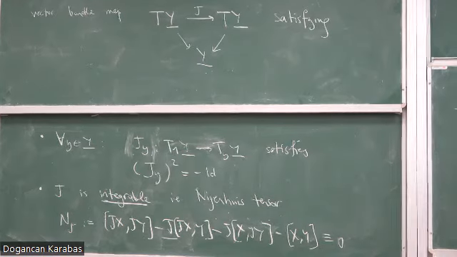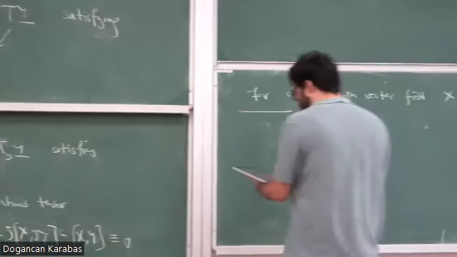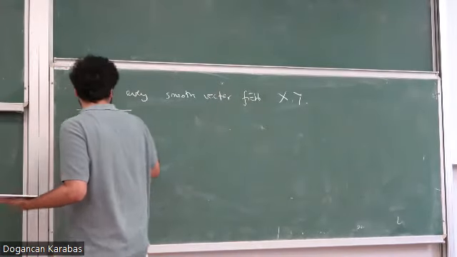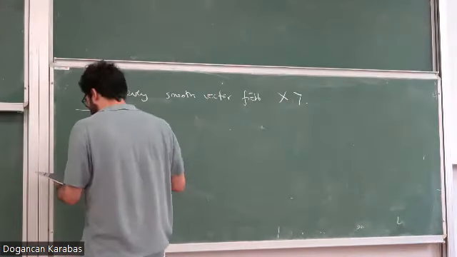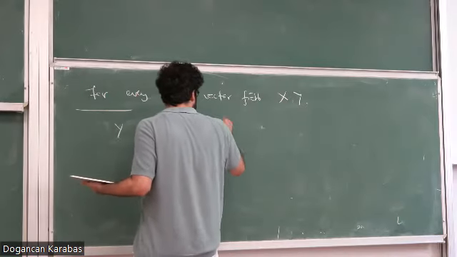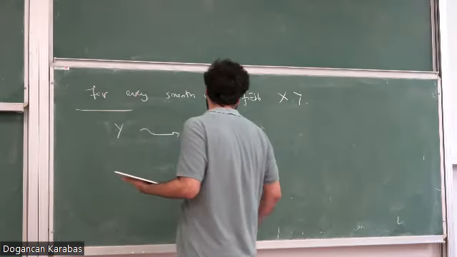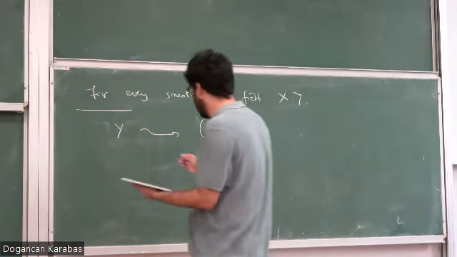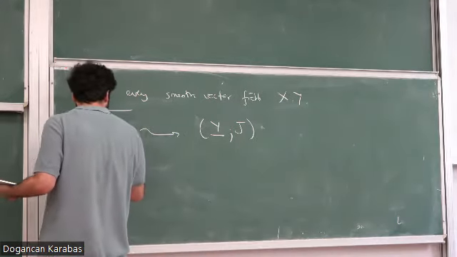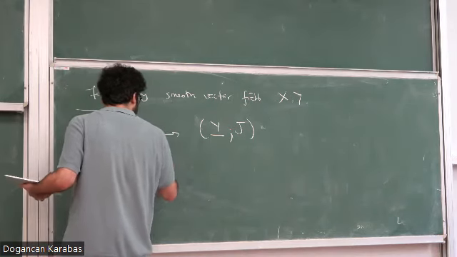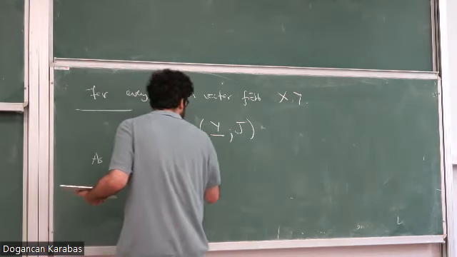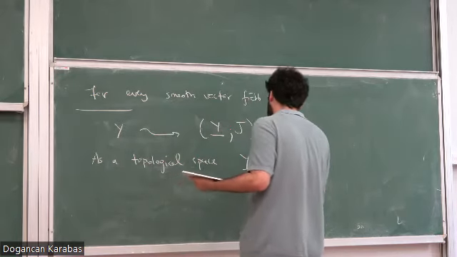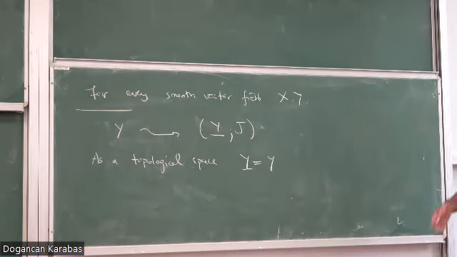Okay, so now one thing that I want to spell out even more is one direction of this dictionary. Start from Y, and get from it a Y underline comma J. This is a simple procedure. So how do you do it? As a topological space, Y underline is just Y. You have the same space.